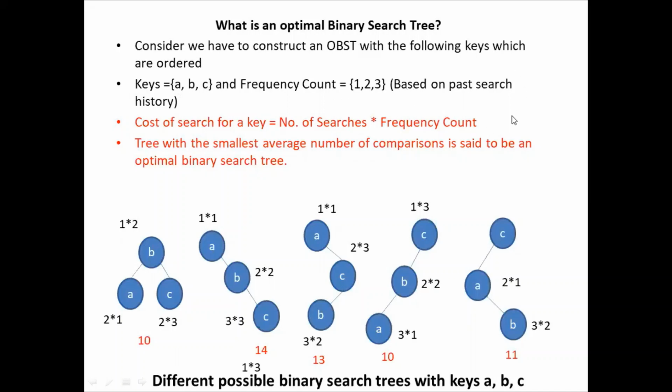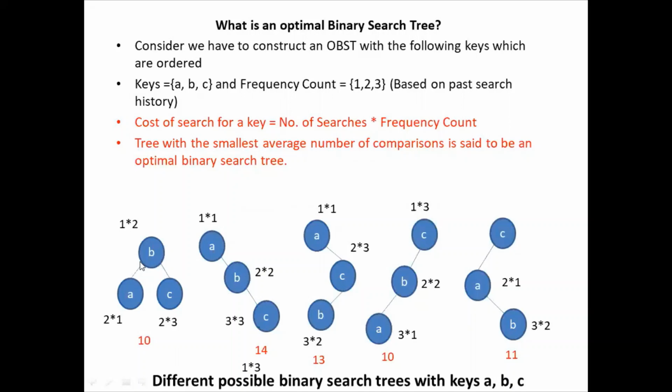Based on the past search history in a dictionary, 1 is the number of times that A would have been accessed, 2 is the number of times that B would have been accessed, and 3 is the number of times that C would have been accessed. So you could also call them the search probabilities of the keys A, B, and C respectively. Now, given such ordered key elements, what are the different ways in which you can construct binary search trees? As seen in the diagram below, I have listed here 5 different possibilities.